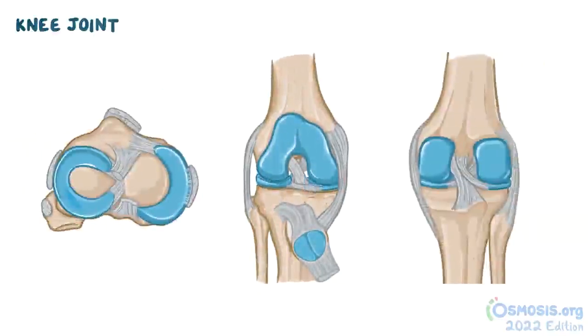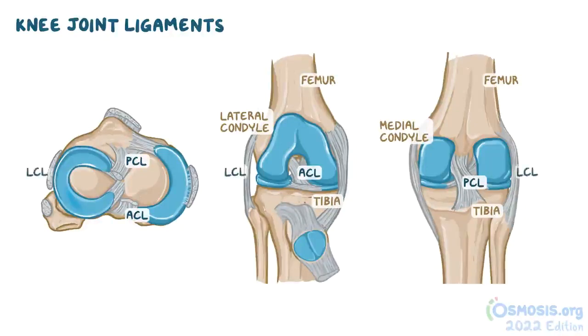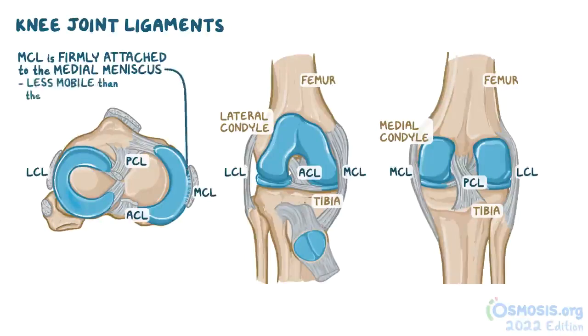Next, the knee joint is supported by a number of ligaments. So within the joint space, there is the anterior cruciate ligament, or ACL, which runs from the anterior middle edge of the tibia to the lateral condyles of the femur, and the posterior cruciate ligament, or PCL, that runs from the middle posterior edge of the tibia to the medial condyle of the femur. Now, outside the joint space, we've got one collateral ligament between the femur and the tibia on each side of the joint, which are the lateral collateral ligament, or LCL, and the medial collateral ligament, or MCL. The MCL is firmly attached to the medial meniscus, which makes it less mobile compared to the lateral meniscus.